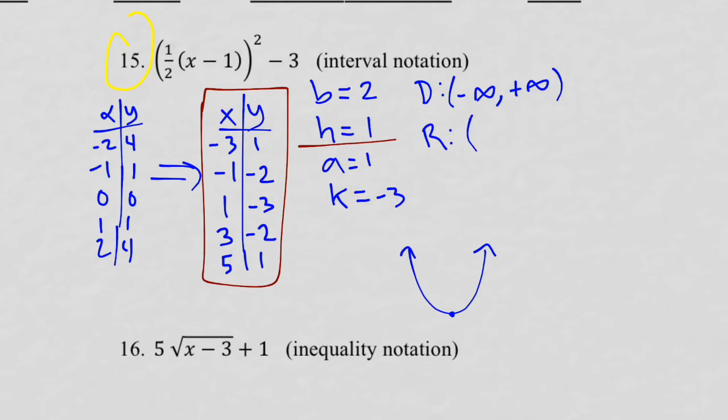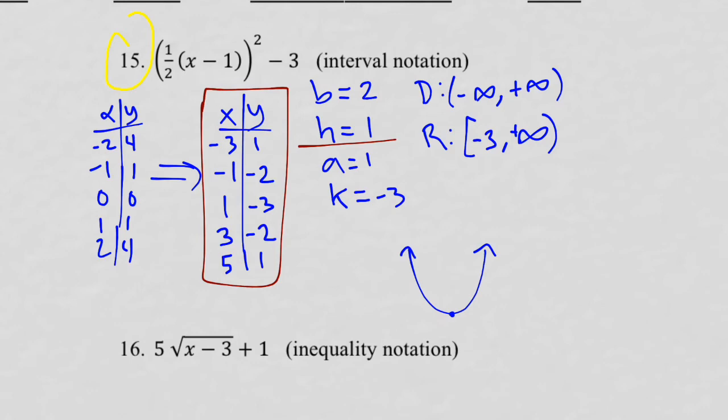So the range is going to start at the vertex, including the vertex. So we're going to use a bracket. The vertex, the k value, is negative 3. And then it includes all the numbers after that, positive infinity. From negative 3 to positive infinity is the range.